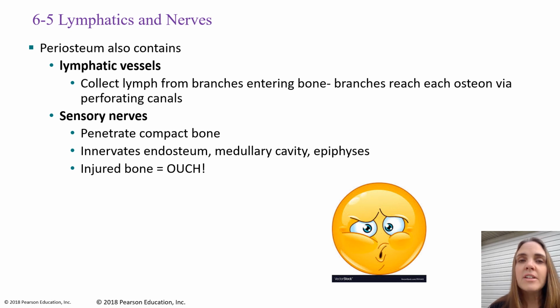We do also have lymphatics and nerves associated with the bones. That periosteum contains a network of lymphatic vessels that collect lymph from branches entering the bone, and those branches reach each osteon via those perforating canals. And then we have sensory nerves that penetrate that compact bone with our nutrient artery. This innervates the endosteum, the medullary cavity, and the epiphysis. And that is why when you injure your bones, it can be quite painful.